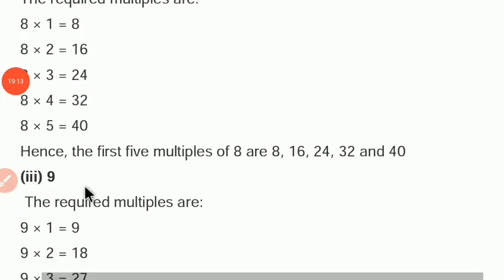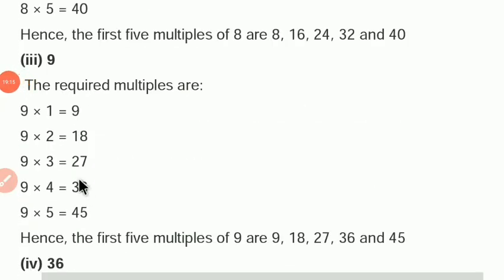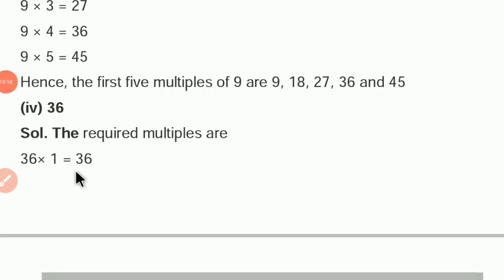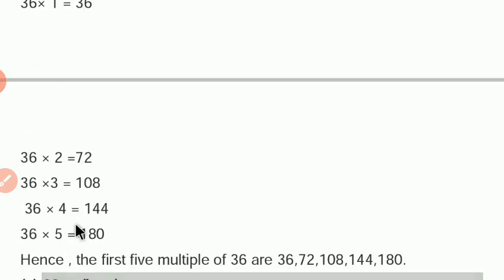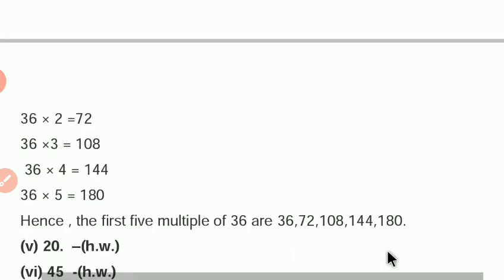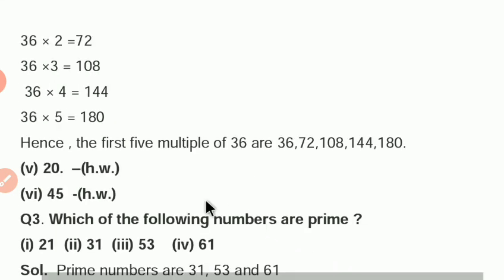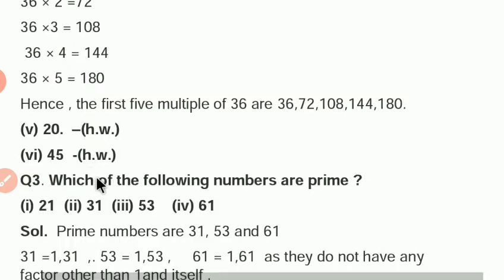32 and 40. Similarly you can see 9, then 36. 36 1s are 36, 36 2s are 72, 36 3s are 108, 36 4s are 144 and 36 5s are 180. It means you only have to write the first 5 multiples of the given number. Now 20 and 45, these two questions are left for you as your homework.